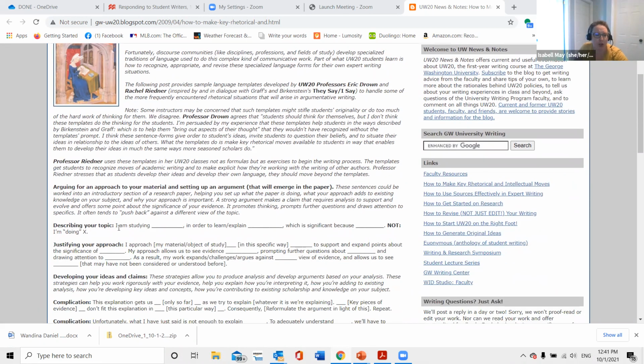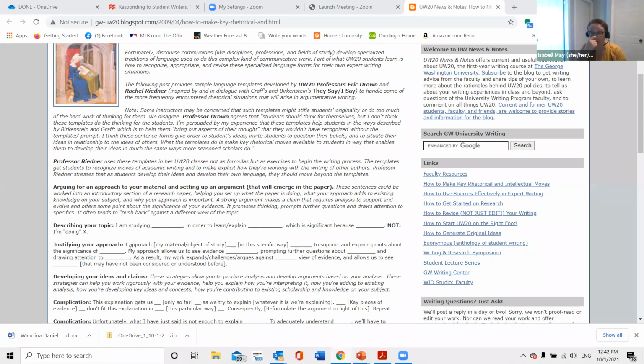So describing your topic. This is very undergraduate-y, so take some of the language in here with a grain of salt, but I think it gives an example to students and to us instructors alike of what this means. So I am studying blank in order to learn blank, which is significant because whatever, rather than I'm doing X. Right? So it really shows students certain skeleton phrases. That's the term that John Swales has used a lot in his work as well.